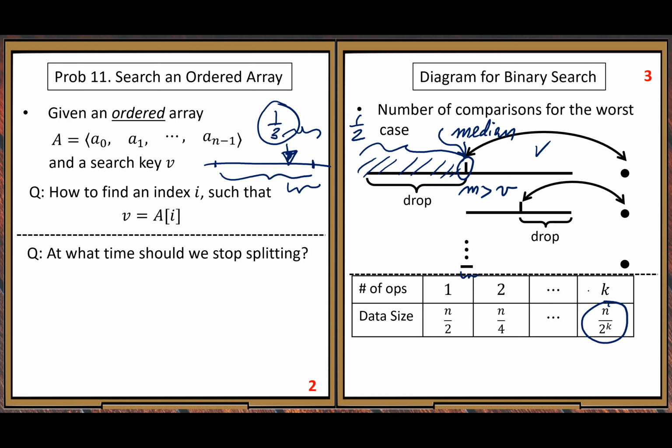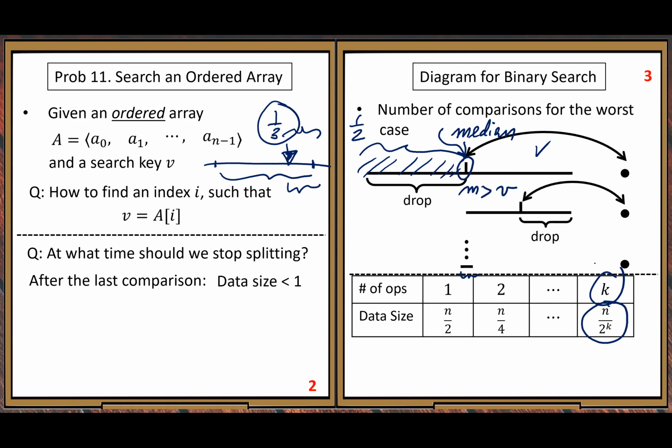Question, at what time should we stop splitting? Because you cannot split forever, right? So you have to stop somewhere. So we need to determine the point where we should stop splitting. We need to set up some formula for us to determine the number of K. What is that K? For the last splitting. Which K gives us the last splitting number?